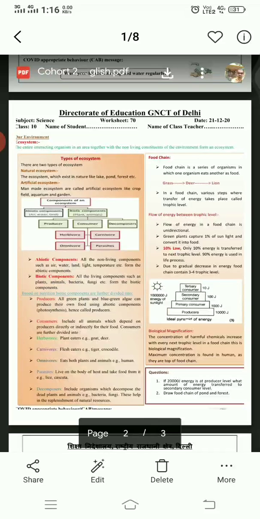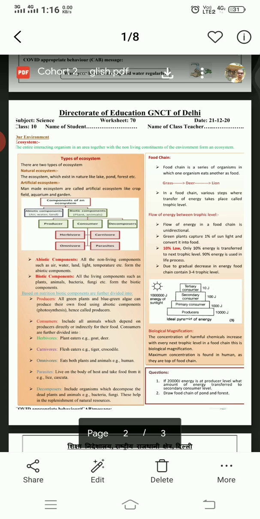Today we'll discuss the solution of worksheet number 70, and here we study about our environment. So here we study about ecosystem. What is an ecosystem? An ecosystem is a particular region, a particular area in which different kinds of organisms inhabit that area, and the non-living things present in that area that interact.